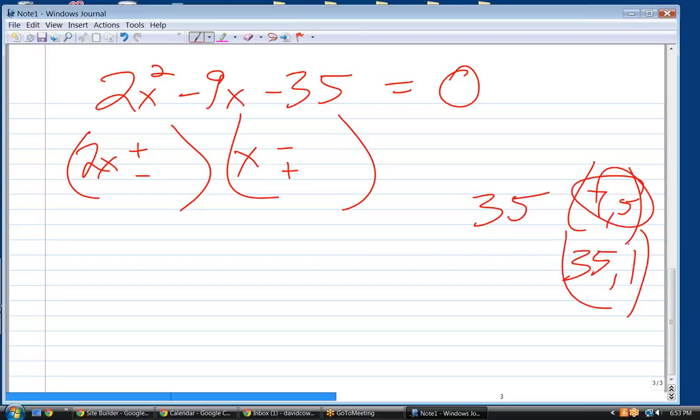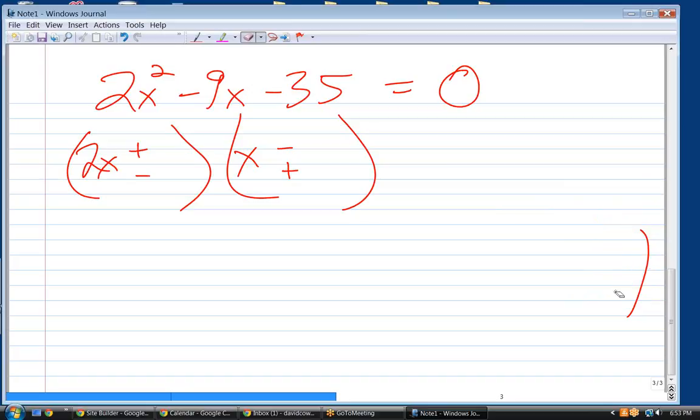7 and 5 are closer together than 35 and 1, so I'm going to try 7 and 5 in my experimenting. So you could put the 7 on the left and the 5 on the right, and you could do plus 7, I guess, and negative 5. Does that work? Then if you do that, you could do 2x times x is 2x, and then plus 7. No, hold on, back up one.